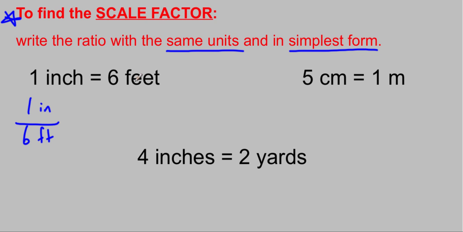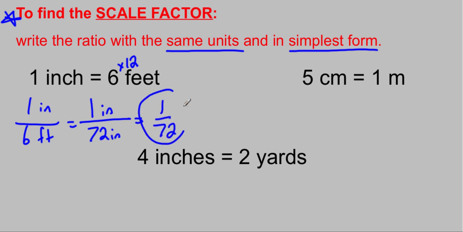So how many inches are in 1 foot? Well, there's 12 inches in 1 foot, but I have 6 feet. So I have to do 6 times 12, because there's 12 inches in each foot, and that gives me 72 inches. And here's my 1 inch. So now I have it in the same units. Now I look to see if I can simplify it. Well, 1 and 72 can't be simplified any farther, so I leave it as 1 over 72. So I leave it without the units, and I leave it in simplest form.